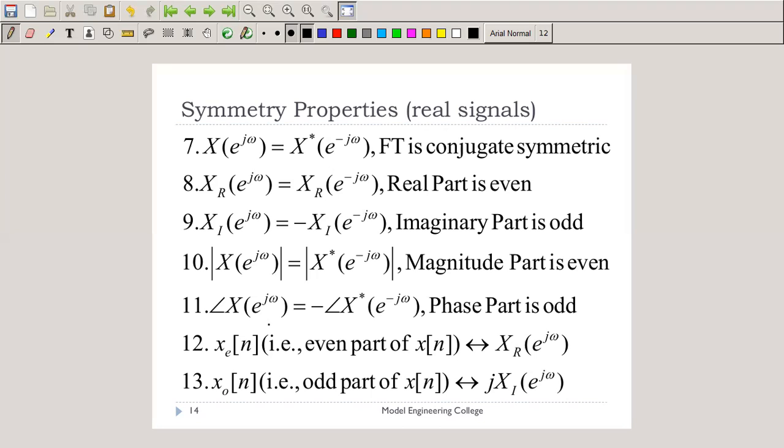That is, angle of x of e raised to j omega is equal to minus of angle x conjugate of e raised to minus j omega. So the phase spectrum is an odd spectrum. Now, DTFT of xe of n, that is the even part of x of n, is equal to xr of e raised to j omega, and DTFT of xo of n, that is the odd part of x of n, is equal to j xi of e raised to j omega.